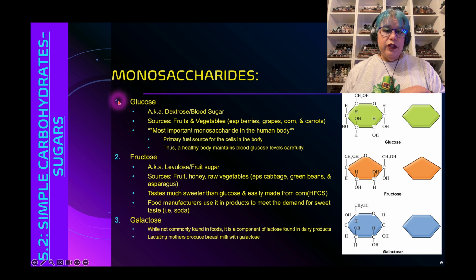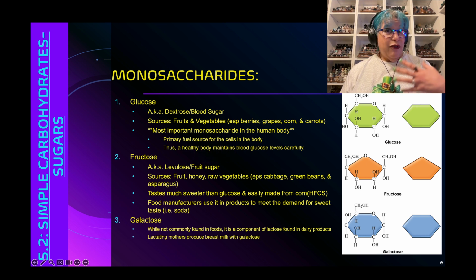Now, with glucose, you can also call it dextrose or you can call it blood sugar. Sources include fruits and vegetables, especially berries, grapes, corn, and carrots. It is the most important monosaccharide that we have in the body. Why? It's our primary fuel source for our cells.